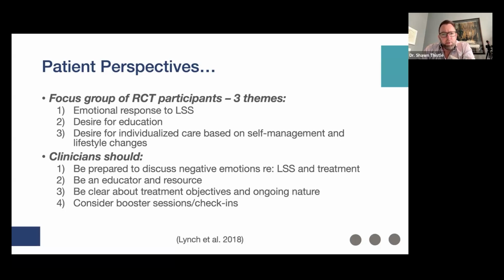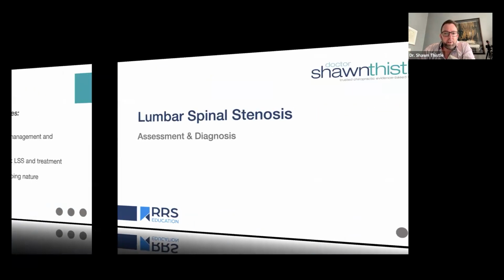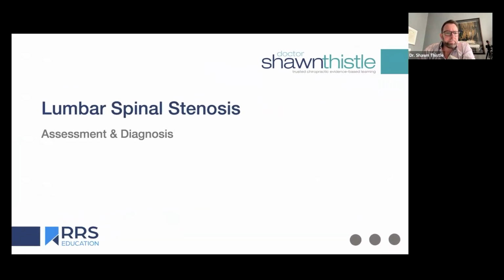So we have to consider booster sessions and check-ins, and I think most patients with this condition are quite happy to do that. And I think it's important from a clinical perspective to modify our treatment if needed over time, and also to monitor these people from a neurological perspective, because again, these are older patients and we want to be mindful of degenerative neurological changes.